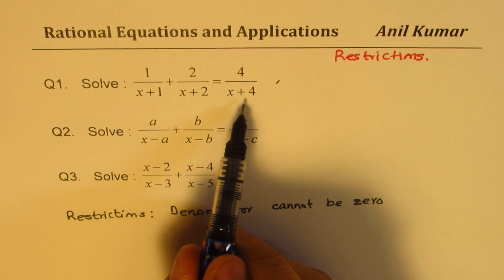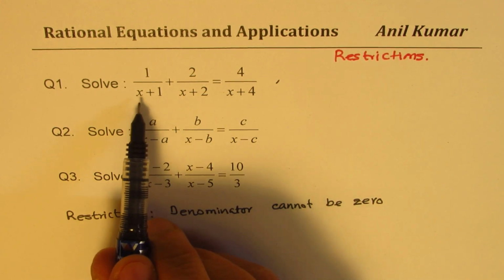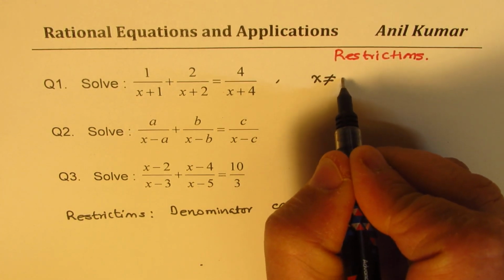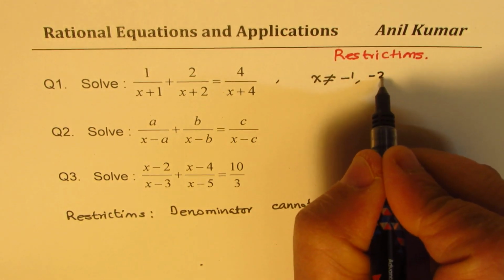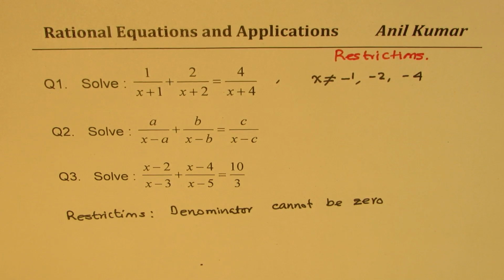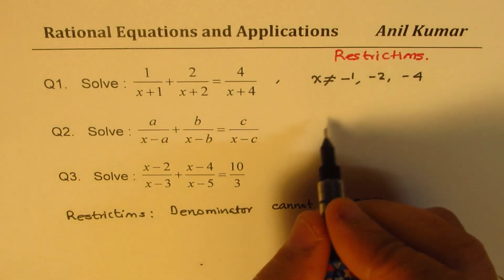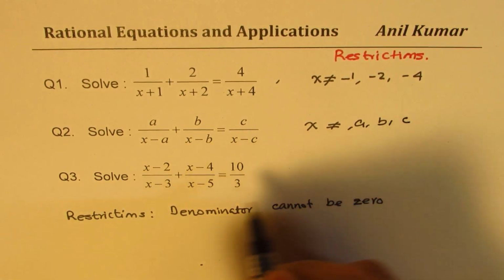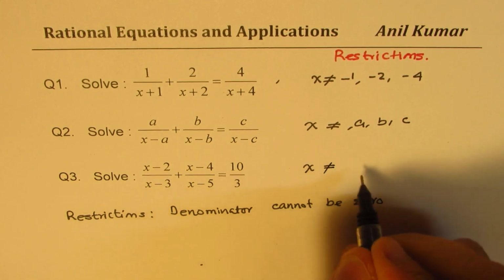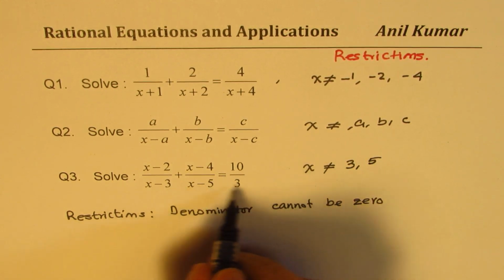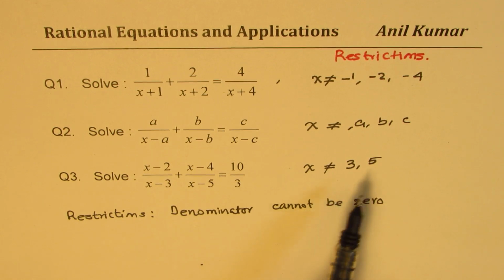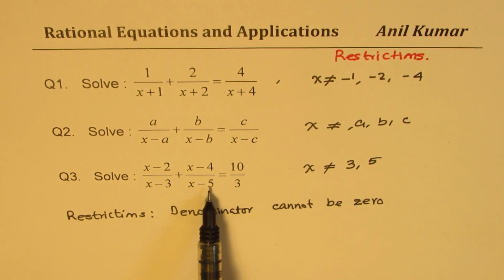So whatever terms make the denominator 0, we have to look into those. X plus 1 could be 0 if x is minus 1. So our restriction is that x is not equal to minus 1, right? The other value is minus 2, and then it cannot be equal to minus 4 also. But x could be any other value. Now in question number 2, x is not equal to a, b and c, and in question number 3, x is not equal to 3 and 5. So we have to only look into the denominator. Is that clear, right? At times you might get a situation where in the solution you get that as your answer, right? So do not include that in your answer.